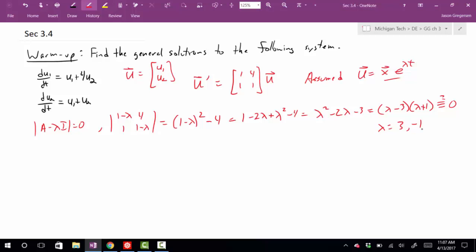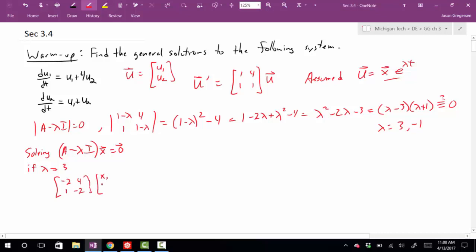All right, so now I have my eigenvalues. Next thing I have to do is find my eigenvectors. So now I am solving A minus lambda I times my eigenvector equals 0 for the different eigenvalues. So if lambda is equal to 3, for instance, then I'm solving A minus lambda I, so that would be subtracting 3 on the diagonals. I get minus 2 and 4, 1 and minus 2. This thing times whatever that vector is that I'm trying to figure out, equals 0, 0.